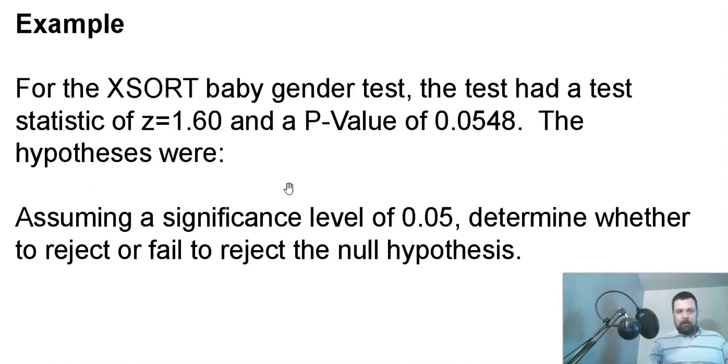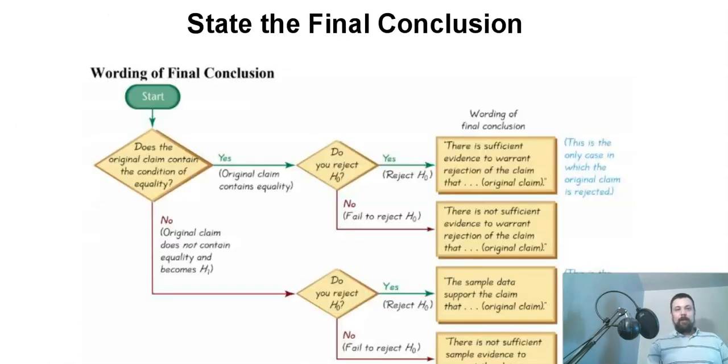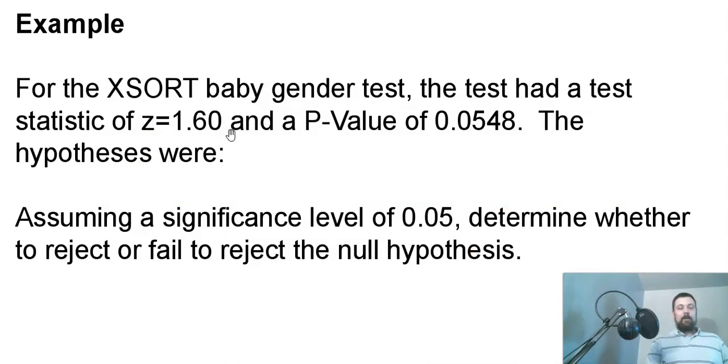Let's see. Am I missing something here? I don't know. I feel like I might have skipped this problem in the other class, and I feel like the hypotheses were blank. I might have forgot to actually type those in. For the XOR baby gender test, the test had a test statistic of this, a p-value of this. The hypotheses were, I don't have the hypotheses, but we can still make a decision even though we don't see what the hypotheses are.